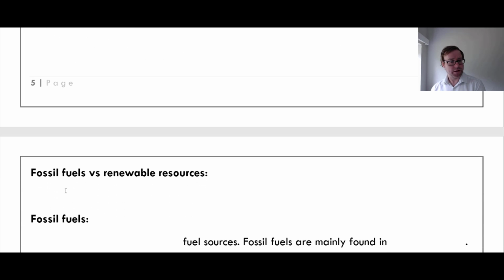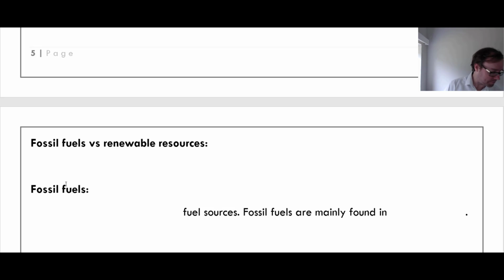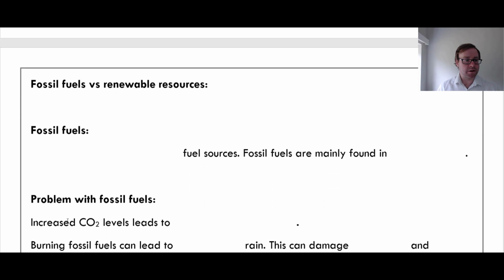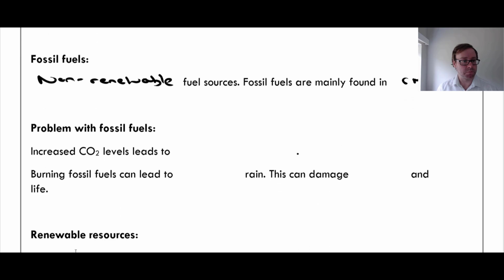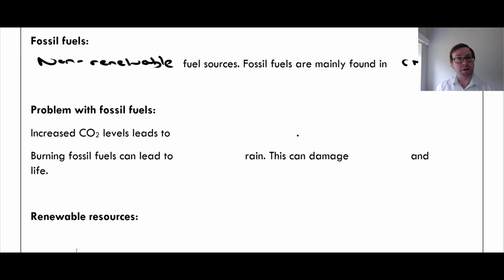Okay, so moving on. Again, this is quite a lot of information, not that much chemistry going on, and I'm going to go through it quite quickly. So fossil fuels versus renewable resources. Non-renewable fuel sources. Fossil fuels are non-renewable. Fossil fuels are mainly found in crude oil. And remember, non-renewable means they can't be used again. Problems with fossil fuels: when we combust them, we increase the CO2 levels in the atmosphere, which leads to global warming.